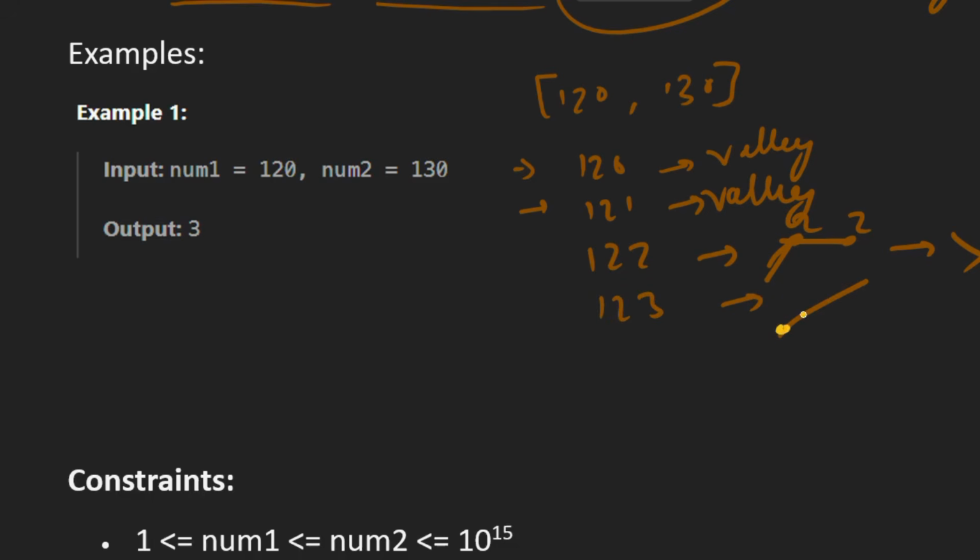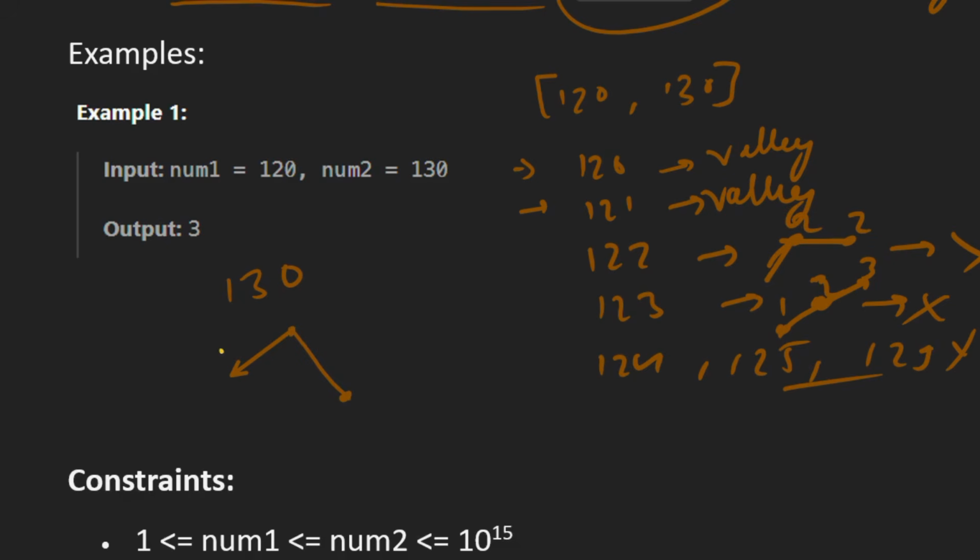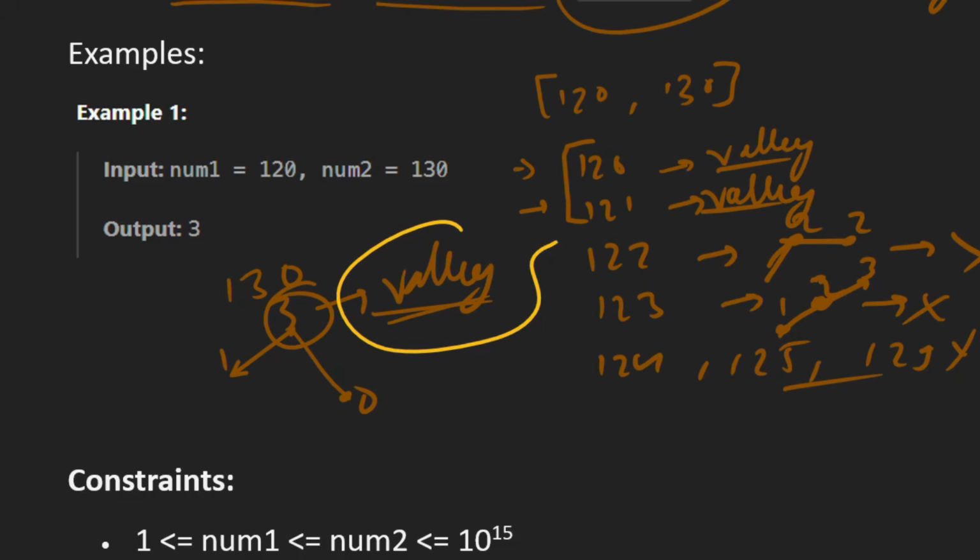Same at 123: 1, 2, 3, we don't have a peak at 2. Similarly for 124, 125 and up to 129 there is no peak. Then at 130, we have 1, 3, 0, so we can see we have a peak at 3. So in the range we have two peaks over here and one peak over here, so the total number of peaks is 3.